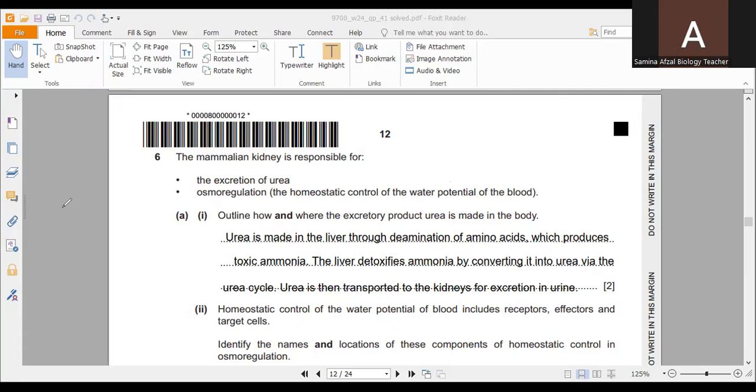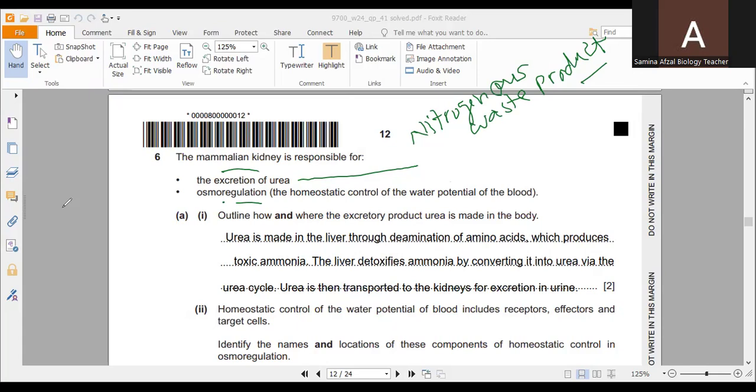First of all, what is excretion of urea? Excretion of urea is actually the removing of urea. What is urea? Urea is a nitrogenous waste product which is harmful if it remains inside the body, so it should be excreted. And secondly, osmoregulation. So these are two major functions of the mammalian kidney.